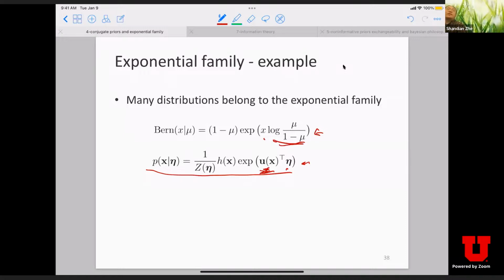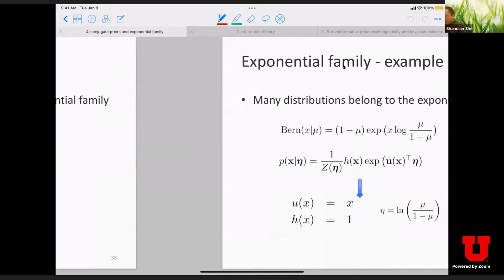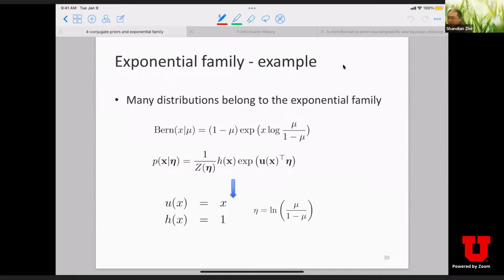And then what is h(x)? It's simply 1. And the normalizer is just here. The normalizer is 1 minus 1 over 1 minus mu. And it's just mapping. So we can obviously see, by contrasting the equivalent form we derived with the general form of the exponential family, it's pretty straightforward to say that my sufficient statistic is x, and h(x) is simply 1.